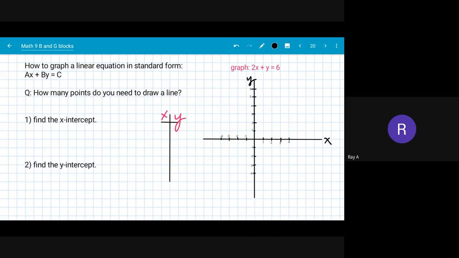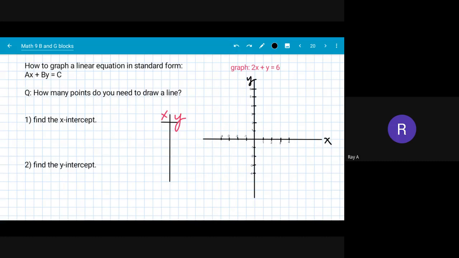So how do you graph a linear equation in standard form this time? Ax plus by is equal to c. This is your standard form. Or an example would be this one. So how do they connect? Well, everything that has x and y is on the left side of the equal sign. Only the number is on the right side. You got it?